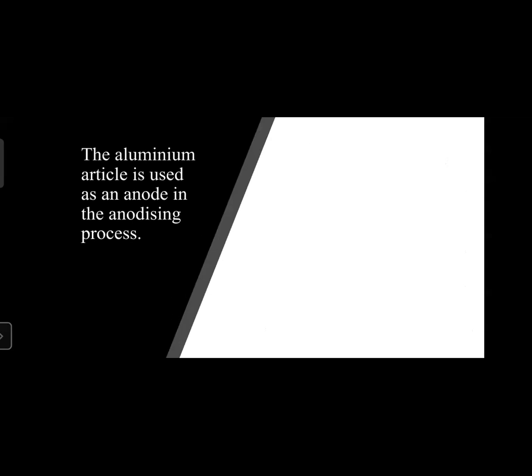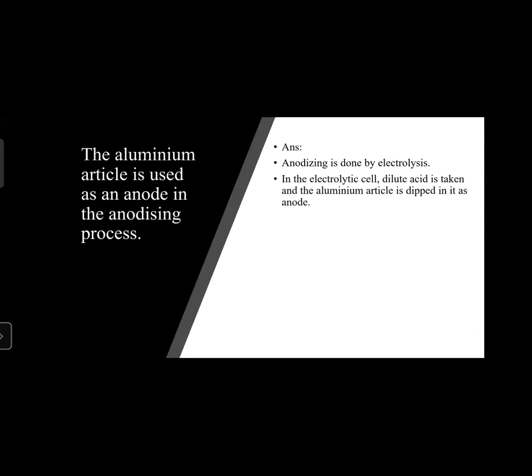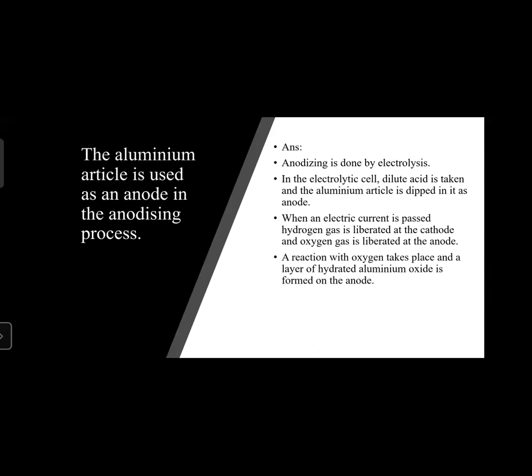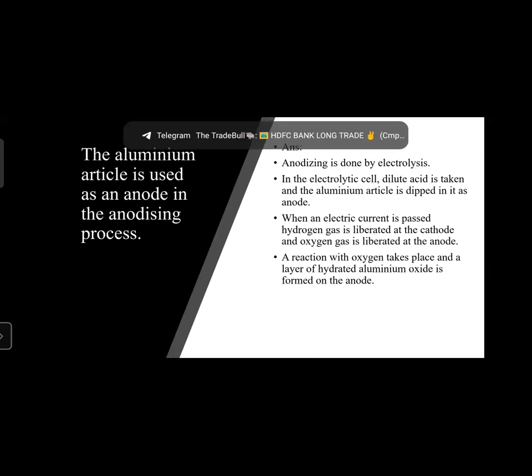The aluminum article is used as an anode in the anodizing process. Give reason. Answer. Anodizing is done by electrolysis. In an electrolytic cell, a dilute acid is taken and the aluminum article is dipped in it as an anode. When an electric current is passed, hydrogen gas is liberated at the cathode and oxygen gas is liberated at the anode. Now, there is a reaction between the oxygen and the anode, which is placed, that is the aluminum article.